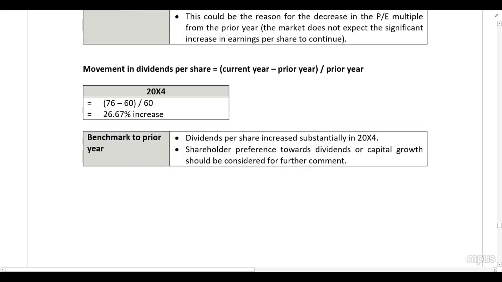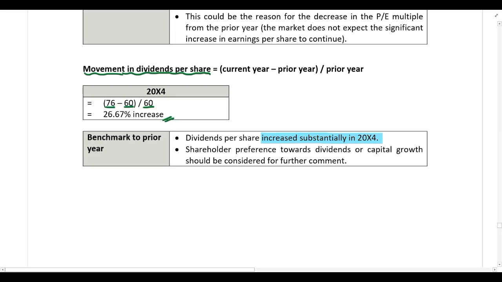So to calculate the movement in the dividend per share, you take the current year dividend per share, you deduct the prior year, and you divide by the prior year. So we can see that the dividend per share has increased by 26.67% from the prior year to the current year. So that's quite a substantial increase. So it's increased substantially in 20x4.